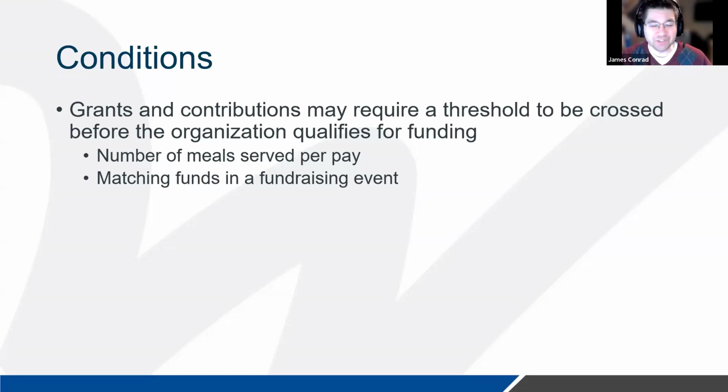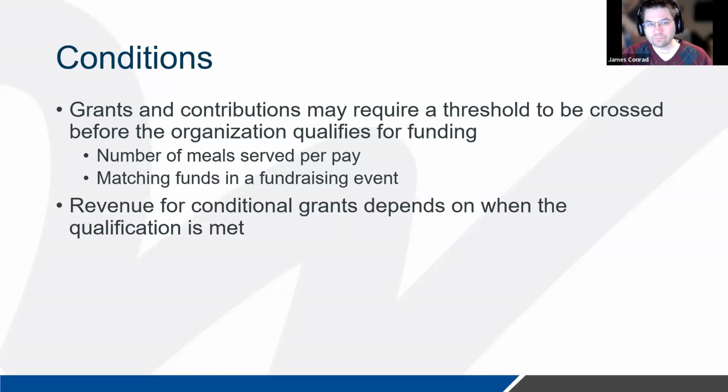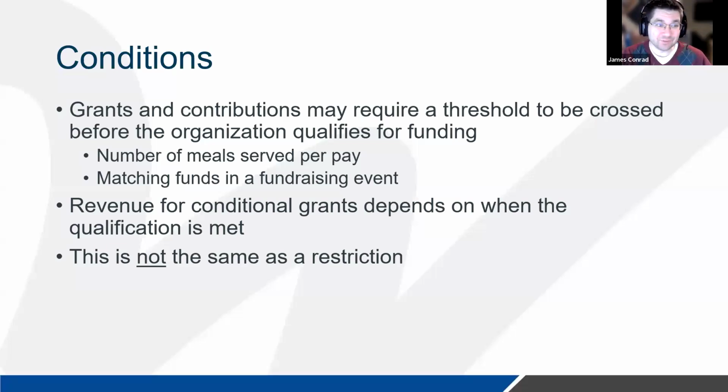That is a condition. So conditions have barriers. The barrier in these cases is the number of meals served per day. If you need to serve 10, once you hit 10, you meet the condition, or the $10,000, as I mentioned earlier. So revenue, when it goes onto your books, depends on the qualification and when it is met, and it is not the same as a restriction. Restriction is about purpose and time. Conditions means you need to meet a threshold.